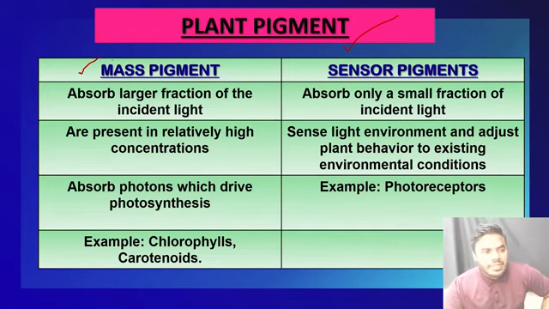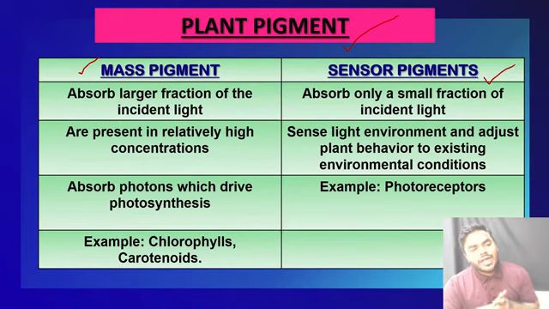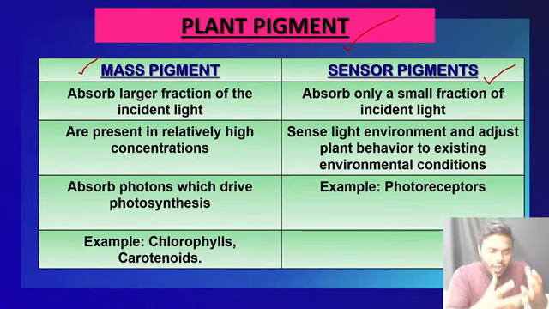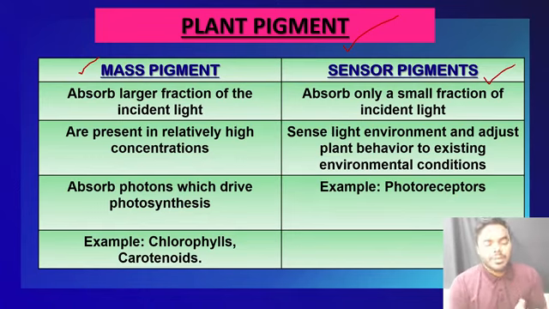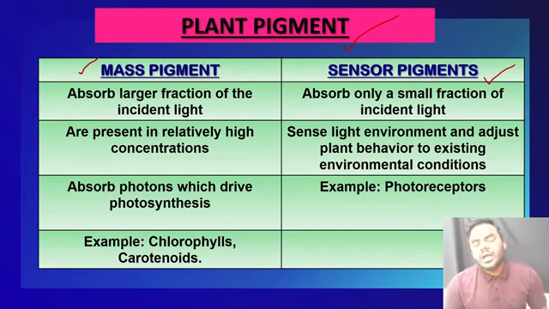The plant pigments are broadly categorized into mass pigments and sensor pigments. Based on what we categorize the plant pigments into two types? One is, friends, how much amount of the light they are absorbing, first point. Second point, depending on their concentration, whether they are present in lower concentration or higher concentration. Based on this, we have explained it actually.